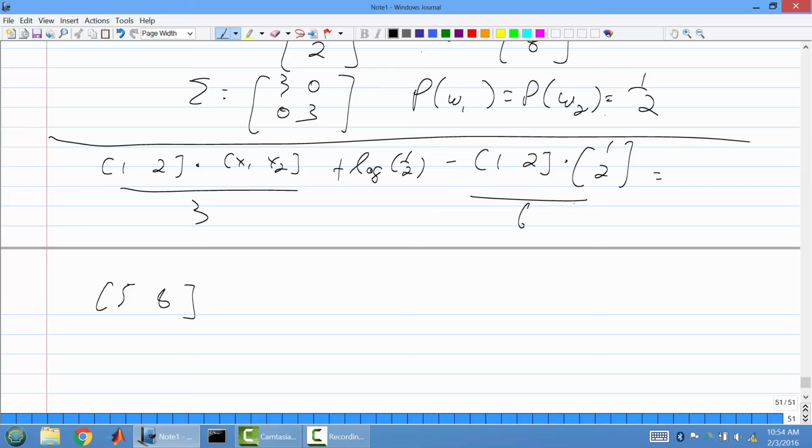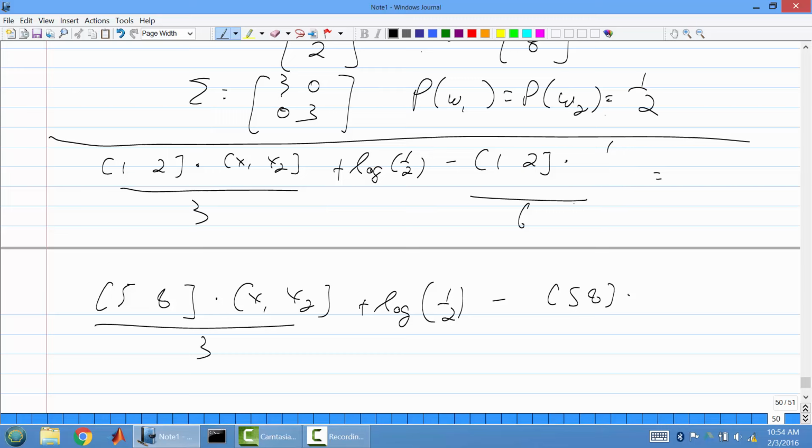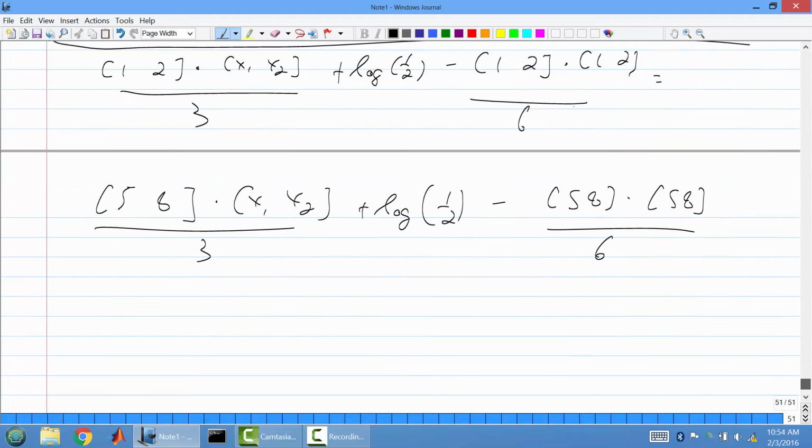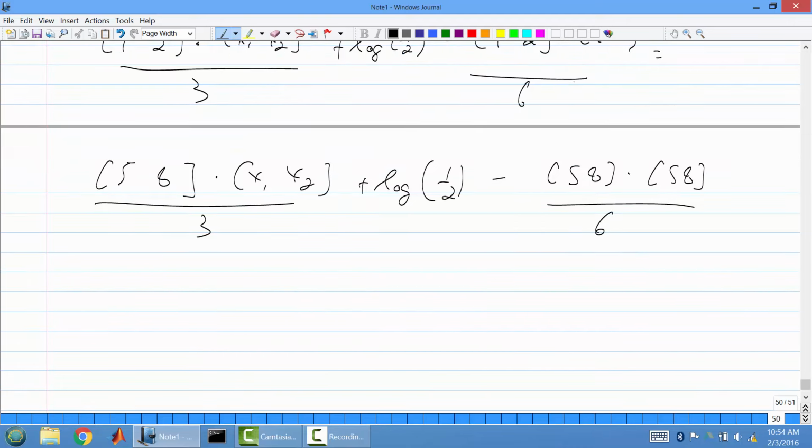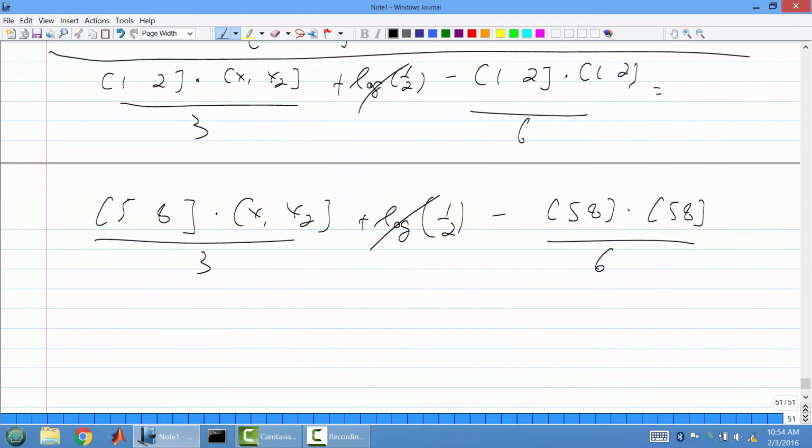5, 8, and then you dot this with x1, x2, divide this by 3, and then plus log of a half, and then minus 5, 8 dotted with 5, 8, divided by 6, because you're doing 2 times sigma. I'm just plugging it into the equation. So you can cancel this out here. Then you solve for this on both sides, and when you rearrange, you'll get x2 equals minus 2 over 3 x1 plus 7.